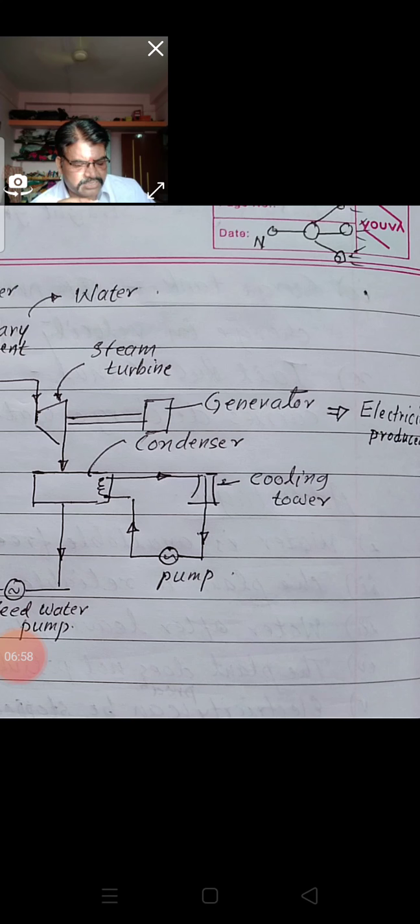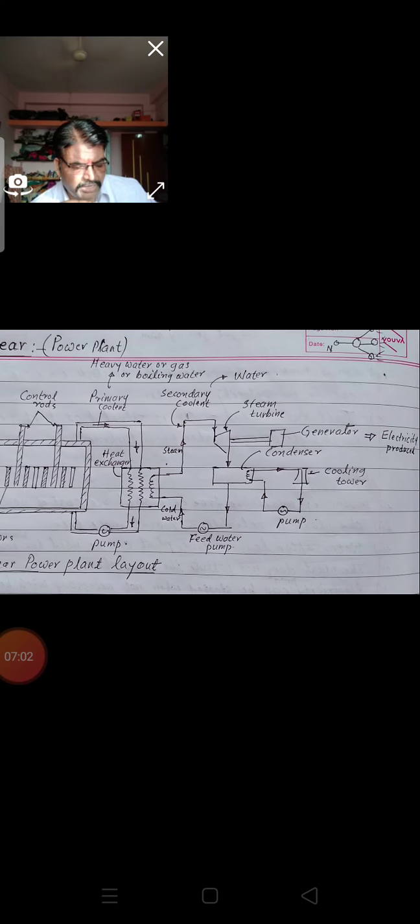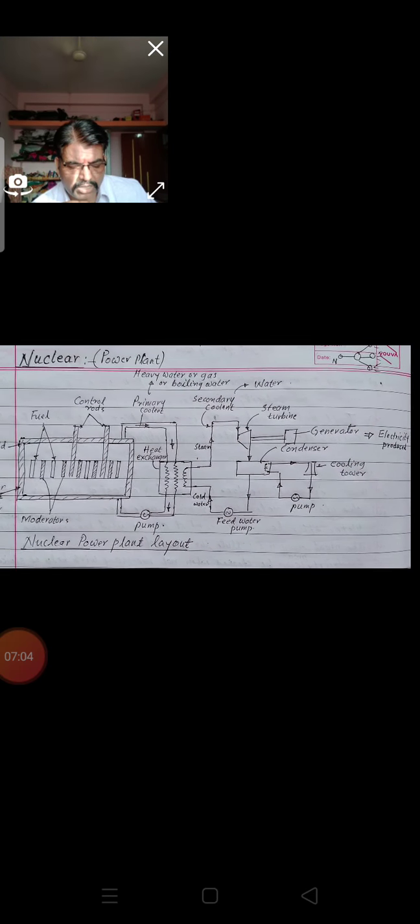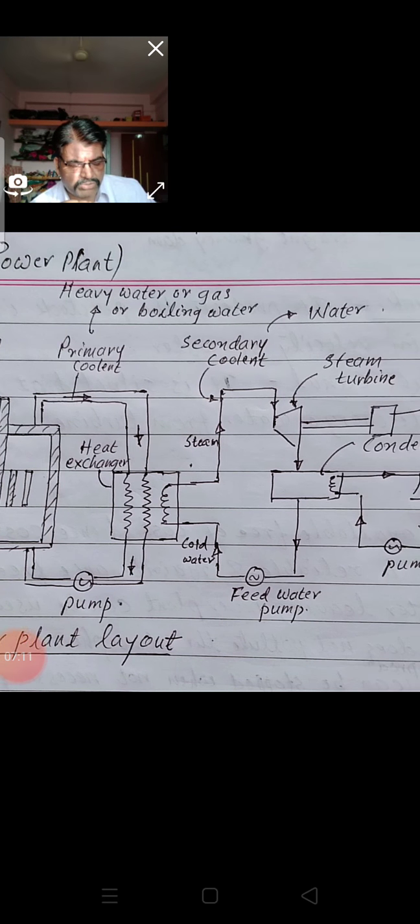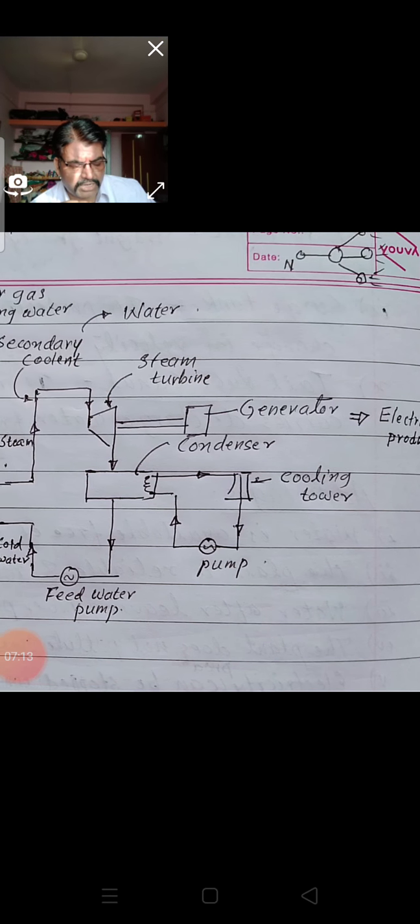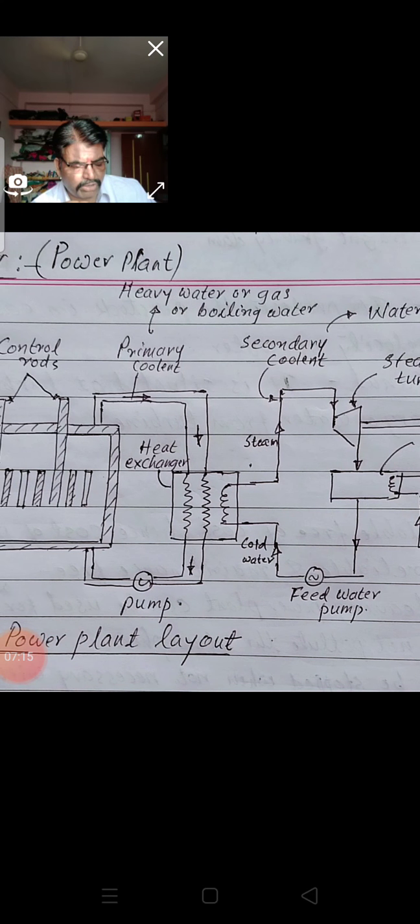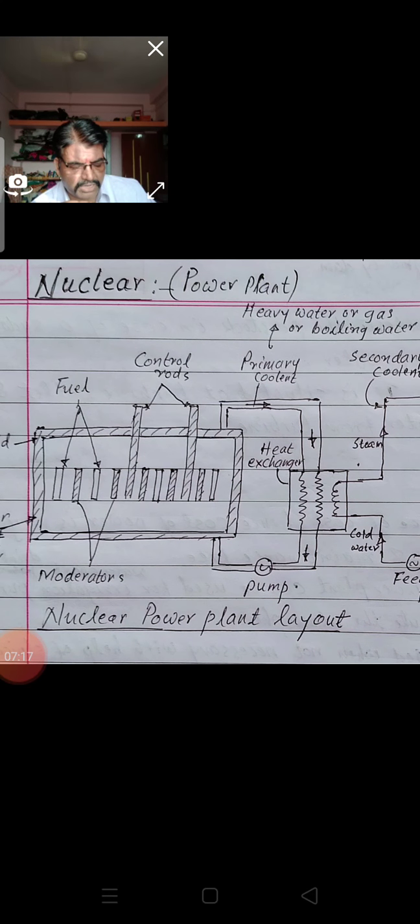However, in India, the generation of power by nuclear power plants is very small. However, it is planned that by the year 2005 AD, 12,000 megawatts of electrical power will be generated by nuclear power plants.